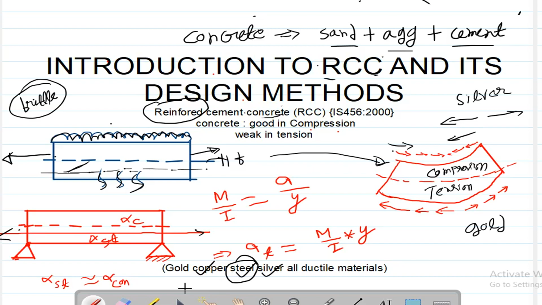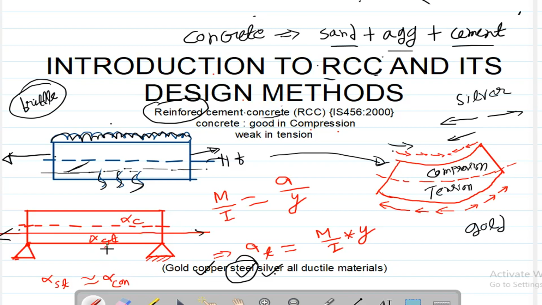Some of the reasons why we choose steel are that gold, copper and silver are not economical from a cost point of view; the cost of gold, copper and silver is a little bit higher as compared to steel. Another reason is that once the beam is subjected to thermal stress or some temperature difference, the concrete material will try to expand or shrink based on the temperature change, right?